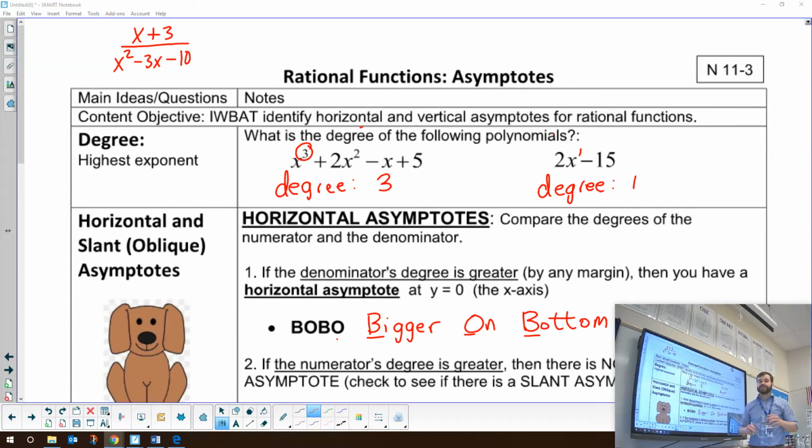Hey guys, today we are continuing our investigation of rational functions. Now, we graphed rational functions previously by using vertex form, which gave us a, h, and k, but a lot of our rational functions do not have those. A lot of them look like this, like y equals x plus 3 over x squared minus 3x minus 10. It's not as pretty.